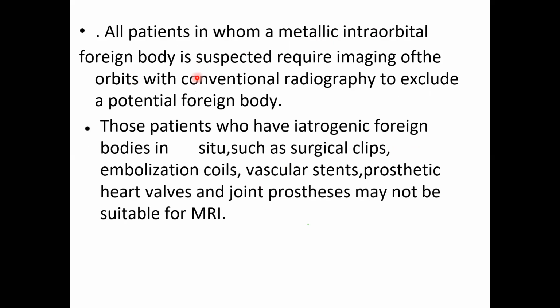All patients in whom a metallic intraorbital foreign body is suspected require imaging of the orbits with conventional radiography to exclude a potential foreign body. Those patients who have iatrogenic foreign bodies in situ, such as surgical clips, embolization coils, vascular stents, prosthetic heart valves, and joint prostheses, may not be suitable for MRI. So you know that metallic things you have to rule out by radiography. You have to go for conventional radiography and see the foreign body, especially in the orbit. If not, eyesight will be lost. Next, iatrogenic things such as surgical clips, embolization coils, vascular stents, prosthetic heart valves, and joint prostheses may not be suitable for MRI.